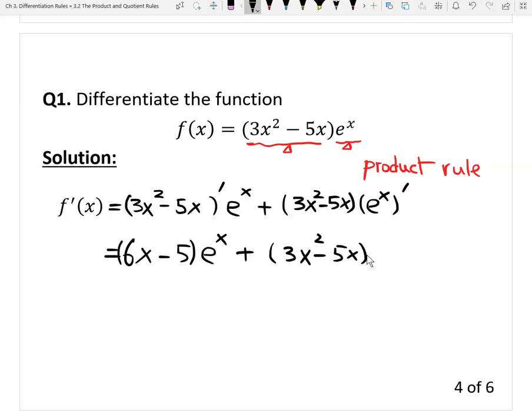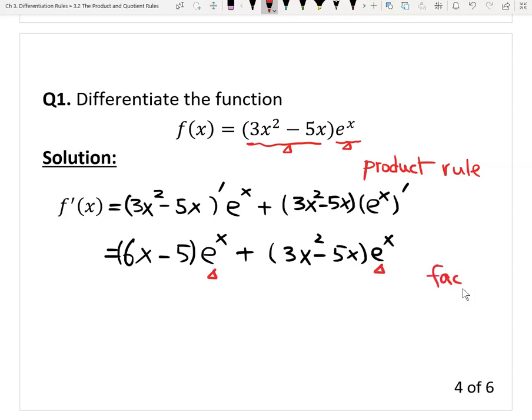Okay, what is the derivative of e^x itself? You remember this, right? The natural exponential function has the same derivative as itself. Okay, we don't stop here. Why? We can simplify. How do you simplify? Can you see? Here is the common factor. We can factor it out.